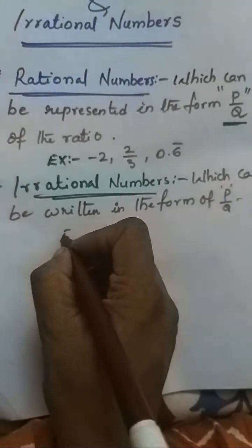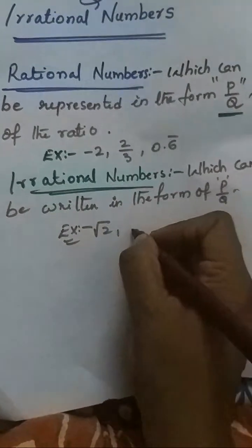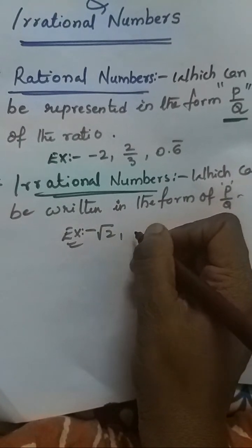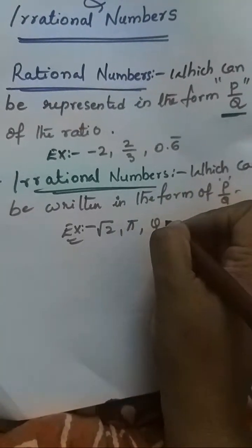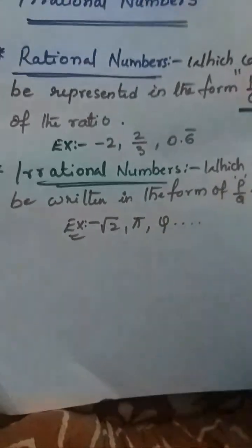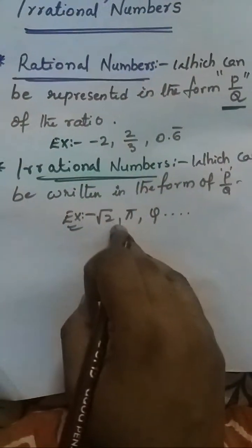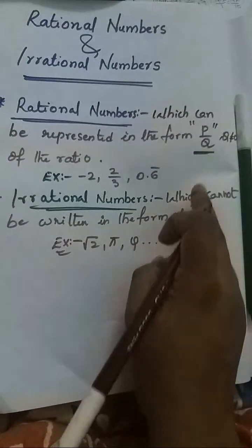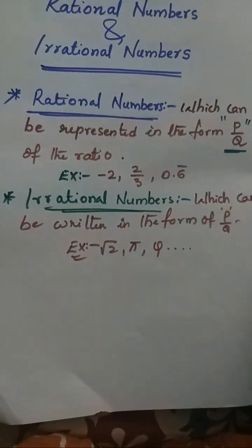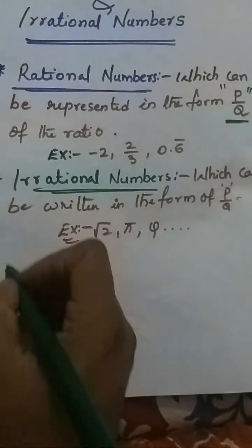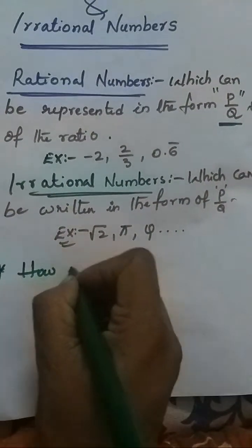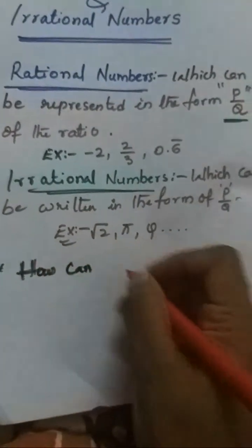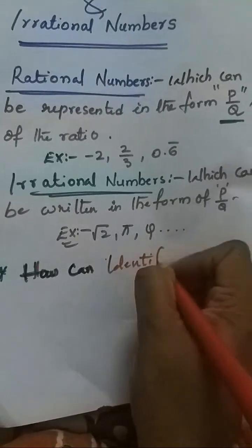Okay, for example, root 2, and let us take the value of pi, whose exact value and so on cannot be written. Numbers like these are called irrational numbers. These cannot be written in the form of p by q. Now, how can we identify whether a number is irrational? How can we identify, as the question is raised between rational and irrational?